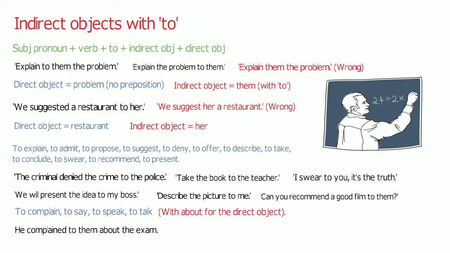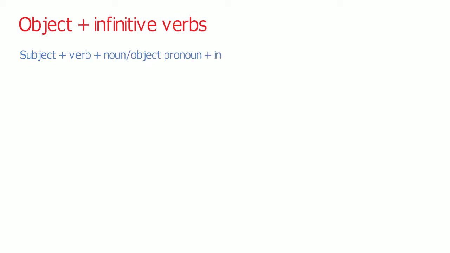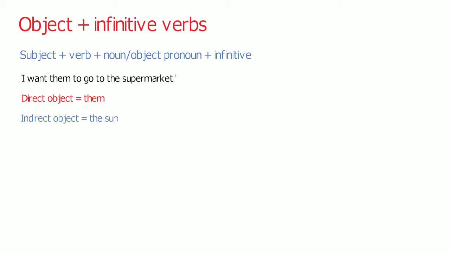The next set of verbs follow the pattern object plus infinitive. These follow the structure subject plus verb plus object plus infinitive. For example, I want them to go to the supermarket. What is the direct object here? Correct, them. What is the indirect object? Correct, the supermarket. However, an indirect object is not necessary in this sentence.